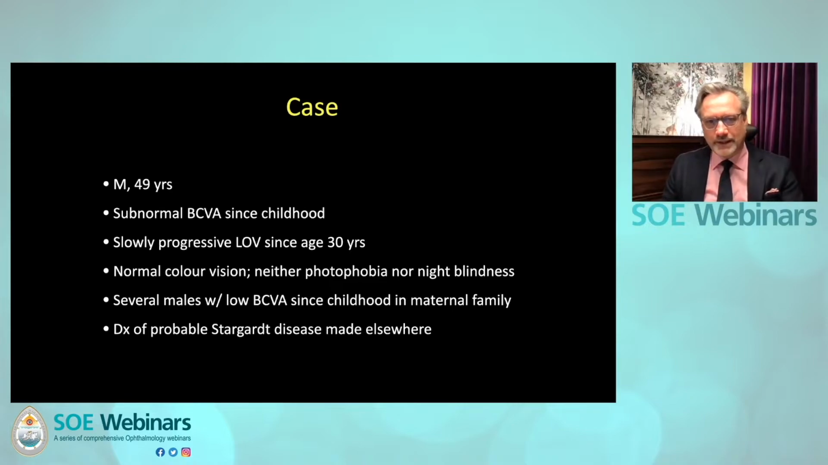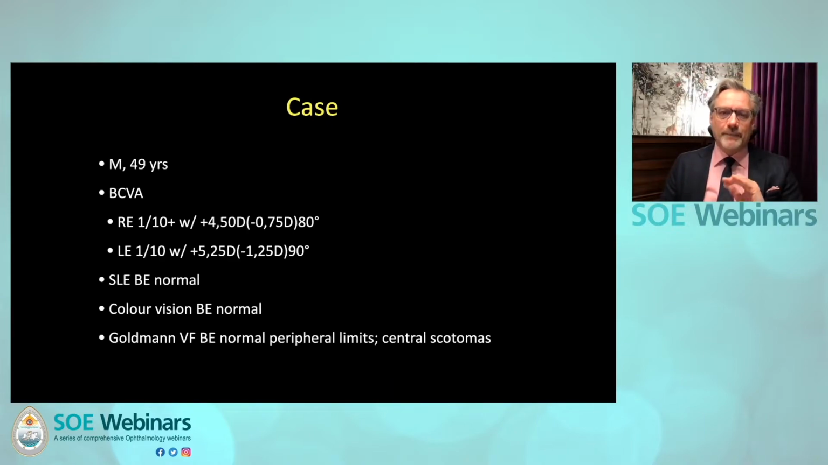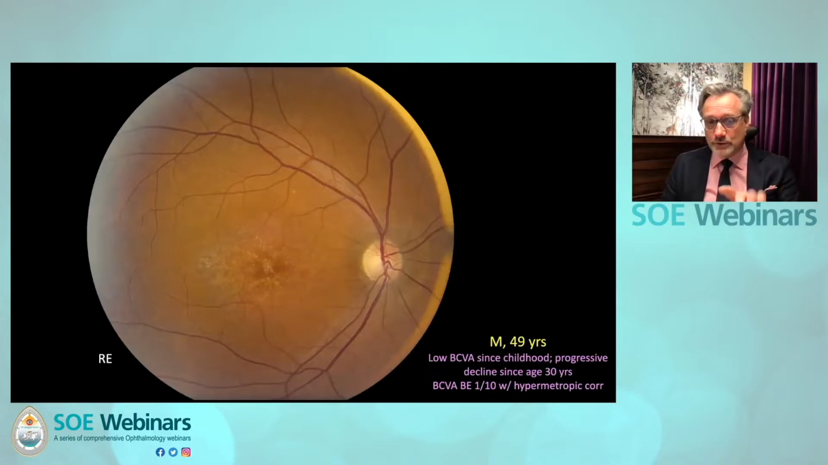But let's look at a case, a 49-year-old gentleman who's never been perfect as far as vision is concerned, and he's complaining of loss of vision lately. He's worried about his son's future. In his pedigree, you can see that there's potentially X-linked disease. This is him, best corrected visual acuity 1/10 both eyes. You can see on the Goldmann that centrally there's a scotoma. And here you see small whitish flecks in the central macula.